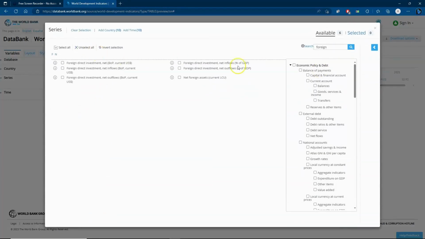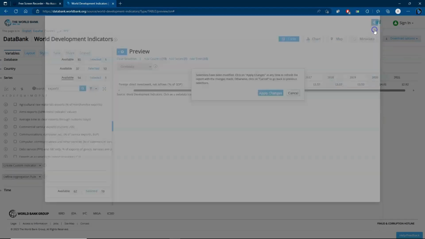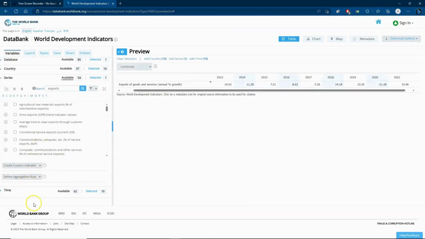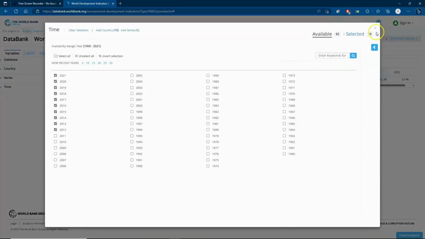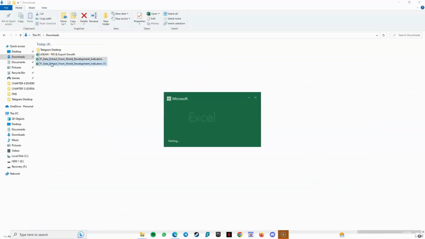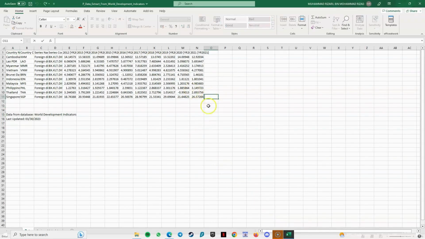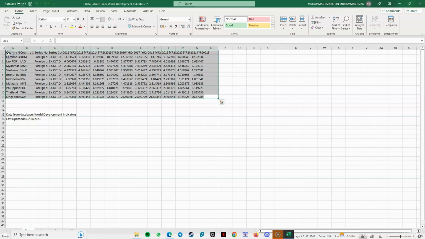Our group downloaded the data on export of goods and services and foreign direct investment separately to make our task easier. After the chosen data are downloaded, we will combine both data in one sheet of Microsoft Excel.